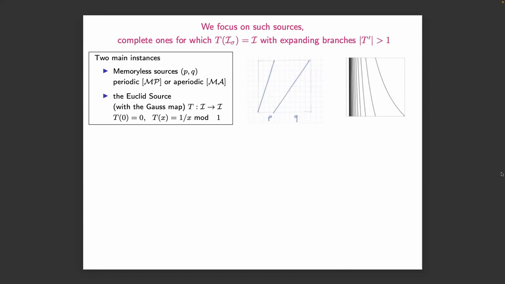So we have on zero P this branch, and on P one this branch, with slope one over P and slope one over Q. And the Euclid source is the classical source which is related to the Gauss map. That means here T of X is equal to 1 over X mod 1, except when X equals 0, where T0 equals 0. So these are my three starting sources. In fact, I have two cases for the memoryless source and the Euclid source, because for the memoryless source, there are periodic memoryless sources or aperiodic, as explained later.